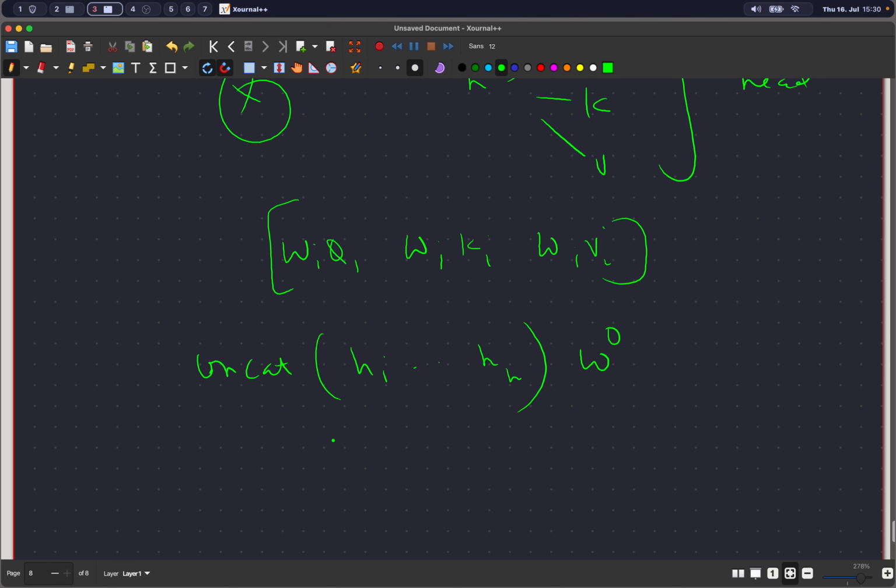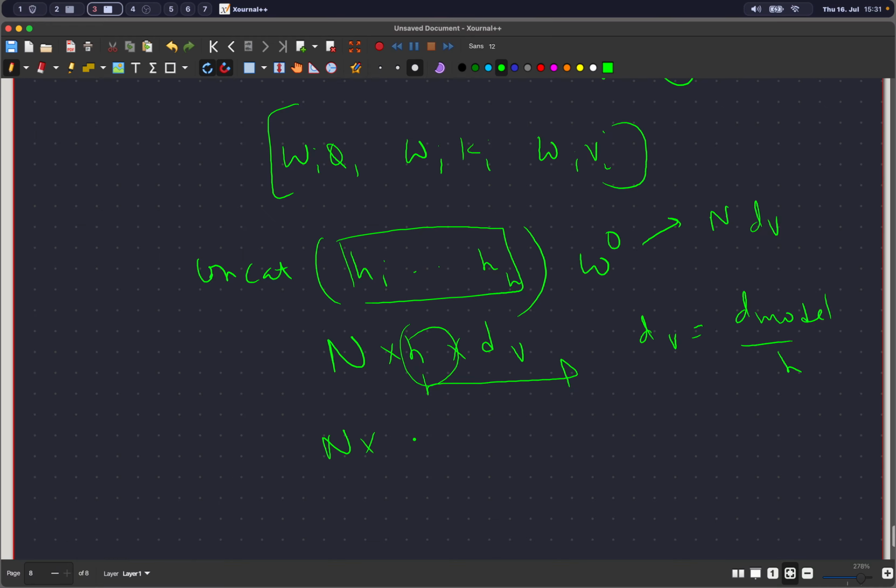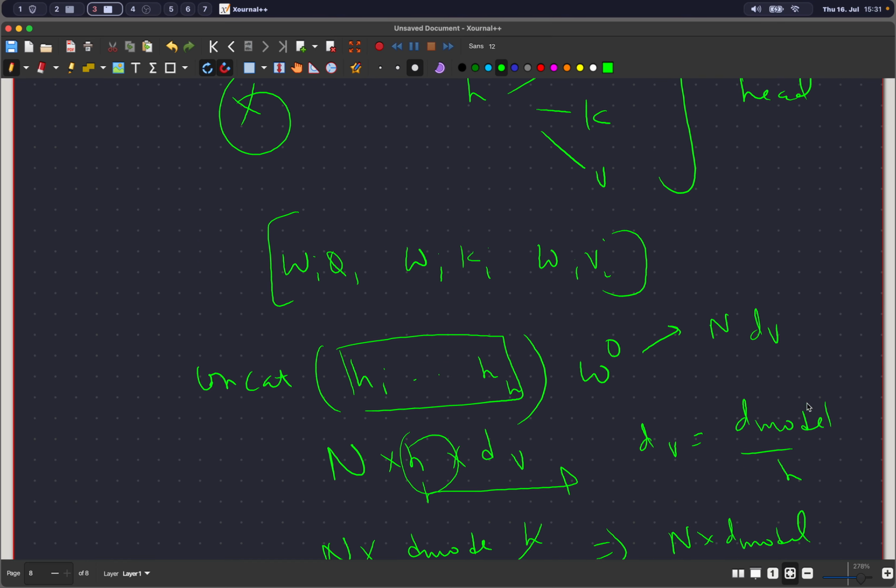This will result in n times h times d_v. So this thing is n times d_v, and this we will have as the concatenation result. So we will have h, right? Now you need to understand how we are getting d_v. d_v is just defined as d model by h. So once you multiply it, it becomes n times d model by h times h. So the final dimension comes out to be nothing but n by d model. This is how multi-head attention works in a very basic fashion.